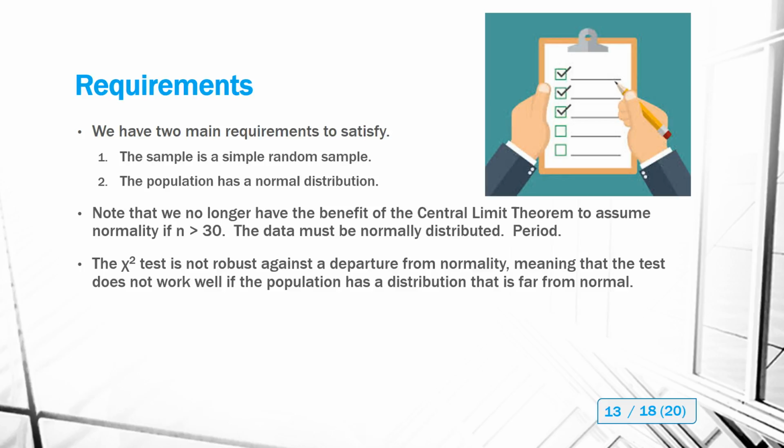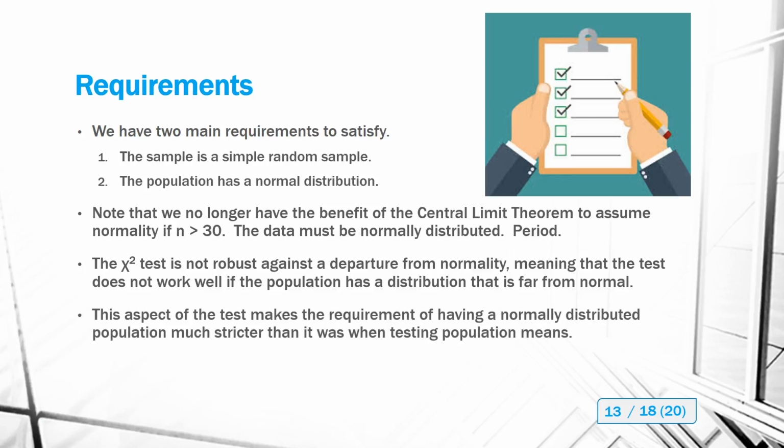So what this means is that the test isn't going to work very well for the populations that have a distribution that's really far from being normally distributed. And it's this aspect of the test that makes the requirement for having a normally distributed population much stricter. So when you're testing a population mean, you can get away, per central limit theorem, with having data that's not normally distributed if you have a sample size larger than 30. But with testing for standard deviation or variance, you must have normally distributed data, or you cannot apply the methods that we're going to be using for hypothesis testing. That's just the way that it is.